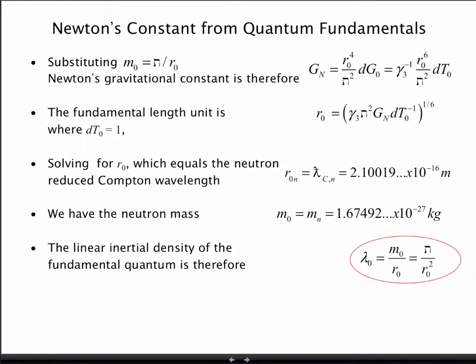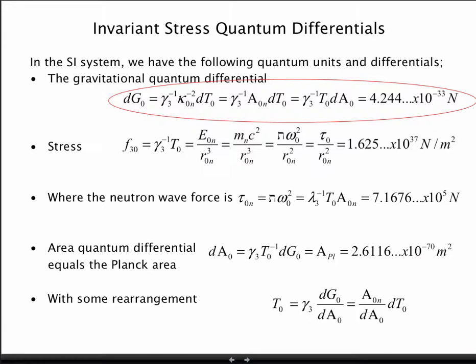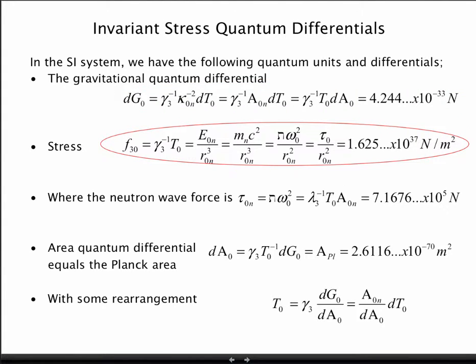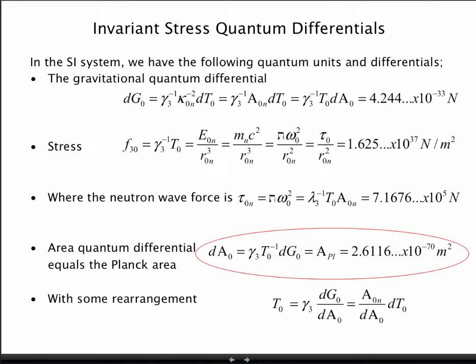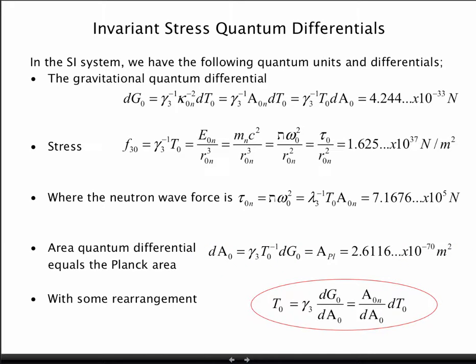Finally, the mass over length ratio developed above is shown as a linear inertial density with its relationship to the inertial constant. Some SI values are shown next for the gravitational quantum. For the fundamental isotropic tension stress, for the transverse wave force of the neutron, the gravitational differential divided by the stress is equal to the unit area differential, which evaluates to the Planck area. Rearrangement gives this covariant condition.